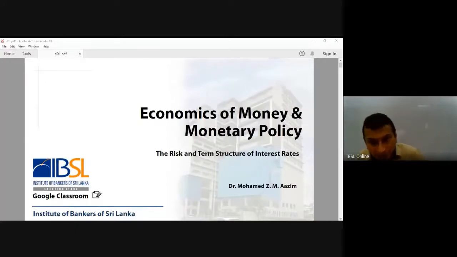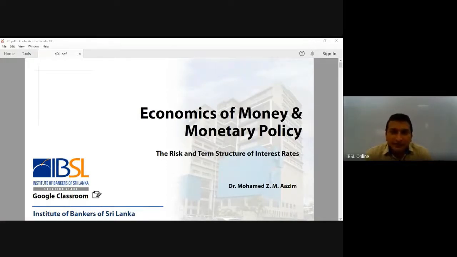Good afternoon. In fact, we are continuing the lecture that we started last week, that is, risk and term structure of interest rates. You probably already have an understanding of what this risk structure is. When it comes to financial assets, we take bonds with the same maturity, but they have different interest rates, right?